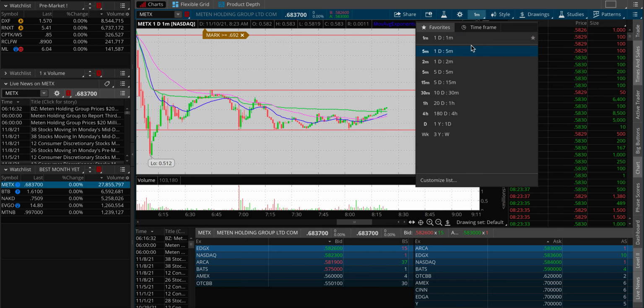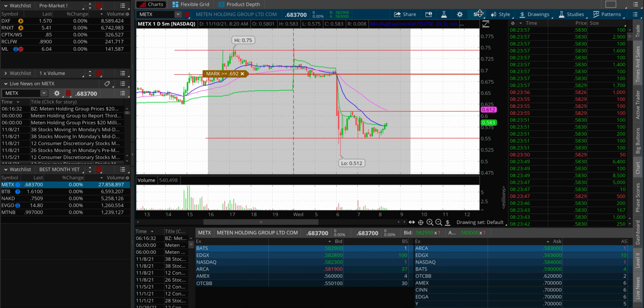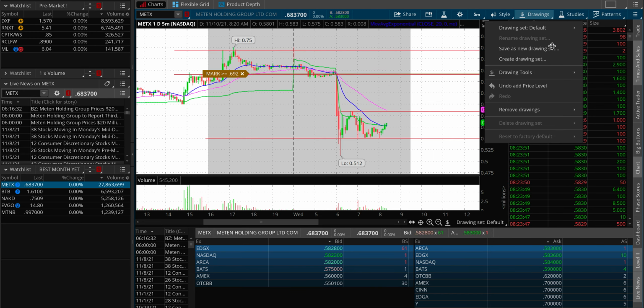This is the 1 minute chart. Let's see the 5 minute chart. It's going to be cleaner. I didn't realize I was looking at the 1 minute.